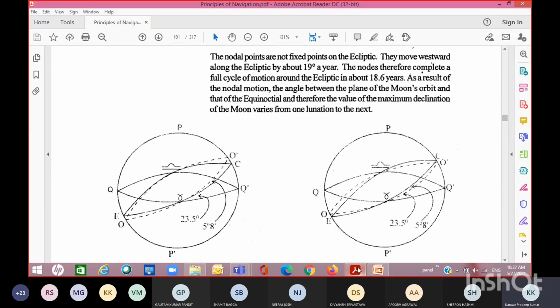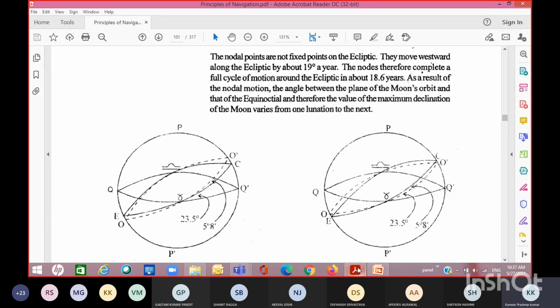You see, this is the celestial sphere, the bigger circle. Q dash is the equinoctial. The sun is going around the path EC, the ecliptic, the bold line. And the dotted line OO dash is the path of the moon, as we see on the sky. You will see that the path of the moon is slightly different from the path of the sun, in the sense that the declination is a little more.